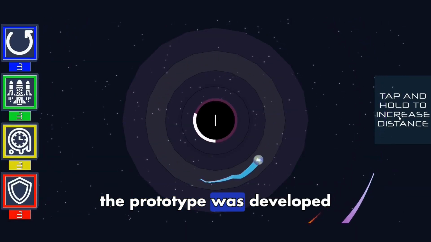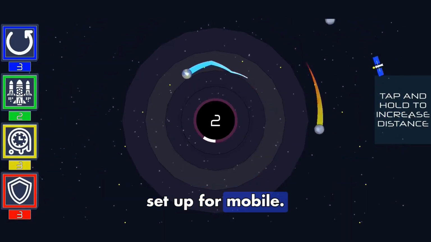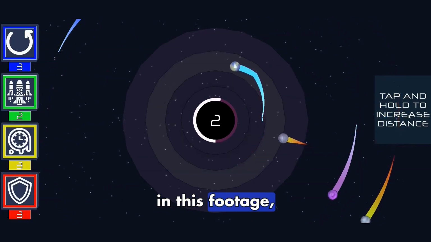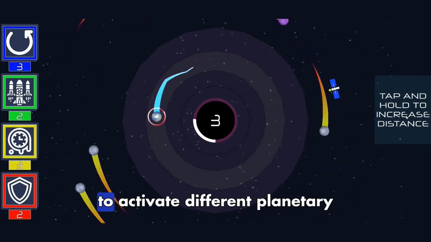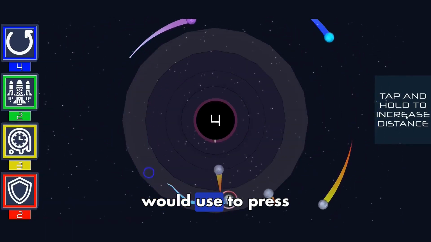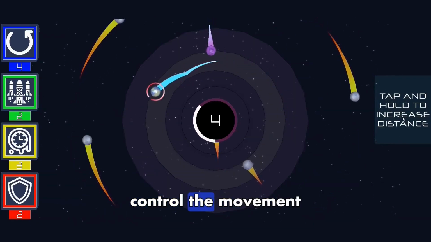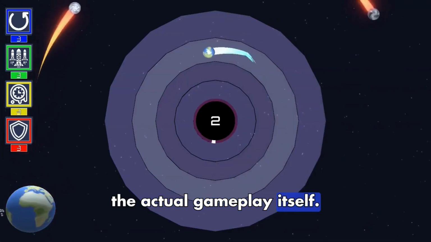So first, let's dive into the original user interface of Orbital. Originally, the prototype was developed with a mobile-first mindset, so we had to ensure the UI was set up for mobile. As you can see in this footage, on the left, we had 4 big buttons, allowing the user to press them with their thumb to activate different planetary technologies. On the right was an area they would use to press with their thumb and control the movement of the planet.